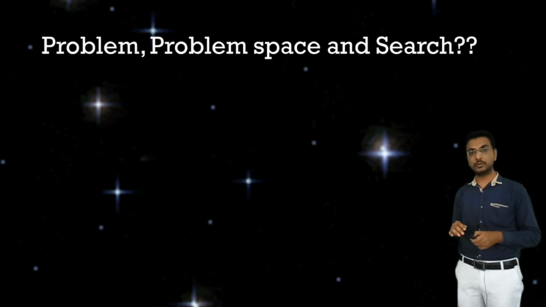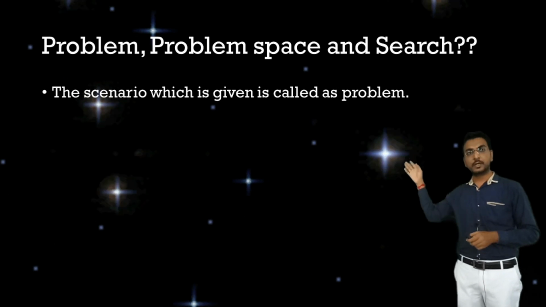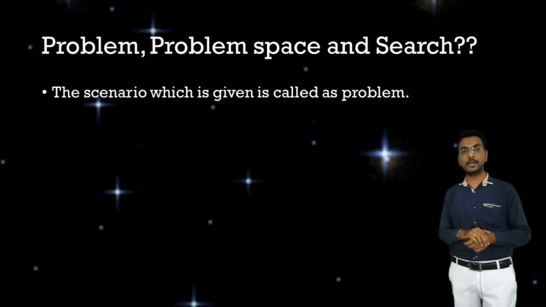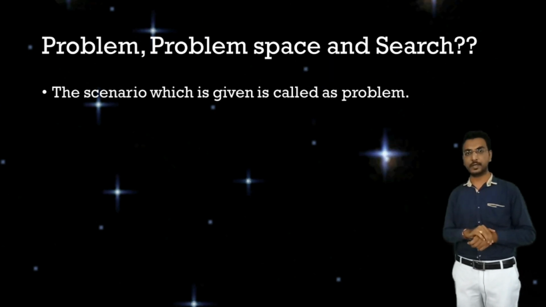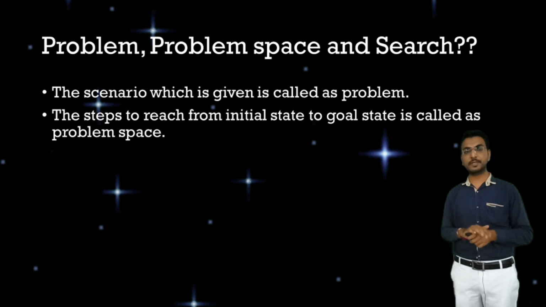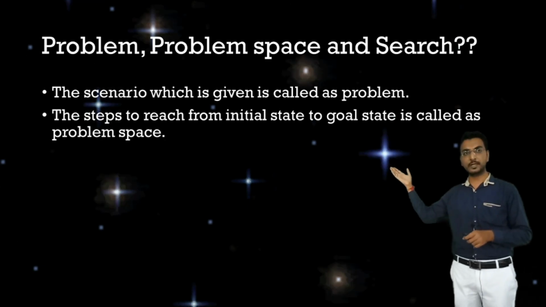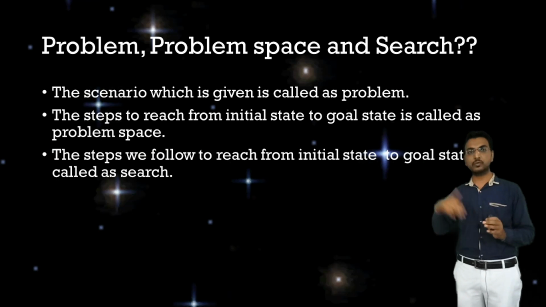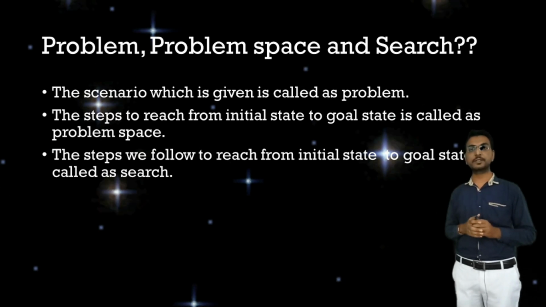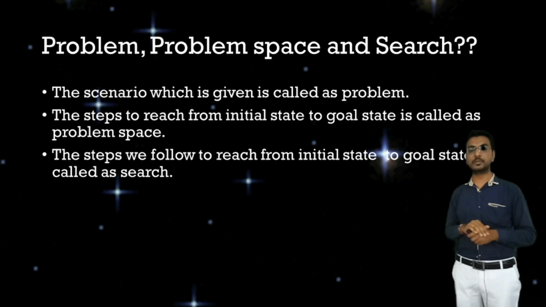Okay, so see, what is problem space and search? First of all, the problem is the scenario which is given to you. Second, the steps that we are going to perform to carry out everything and reach the goal state are called my problem space. And last, the steps that we follow to reach from the initial state to the goal state are called my search. So this is the concept of problem space and search.